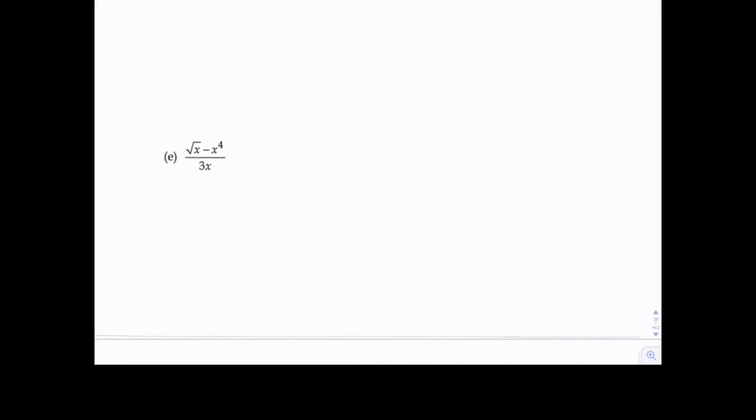Okay, and this one's a bit trickier. So if we have, we're going to use this rule, if we have a fraction a plus b on d, we could split that fraction up so it's the same as saying a on d plus b on d. So we're saying that on that plus that on that. So we're going to use the same approach here. So we have square root of x on 3x minus x on 4 on 3x. Okay, instead of square root of x, let's call that x to the half because it's the same thing.